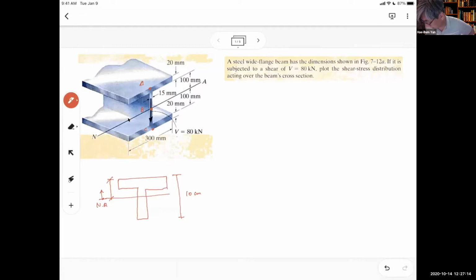But for an asymmetrical cross-section like a T-beam, your maximum tau is still at the neutral axis. That's what I'm trying to say. Okay. And what will be the shear stress at the top and bottom? 0. That's correct. Okay, so these are the things that you can know before you solve the problem, before you calculate.